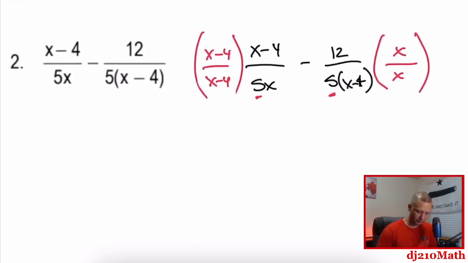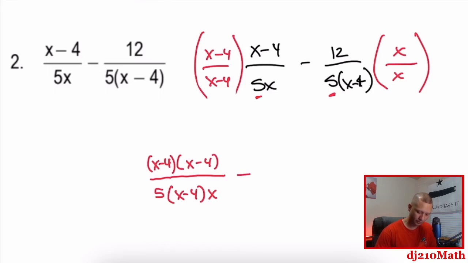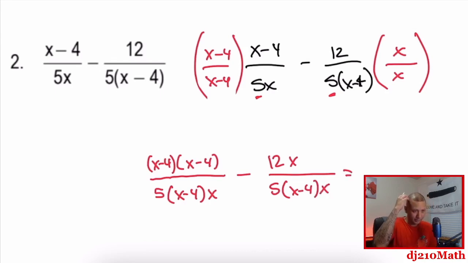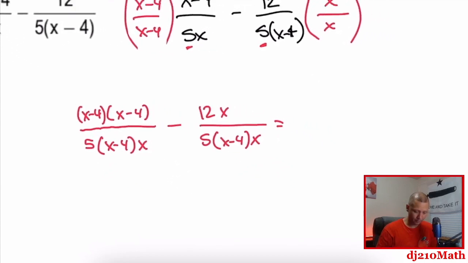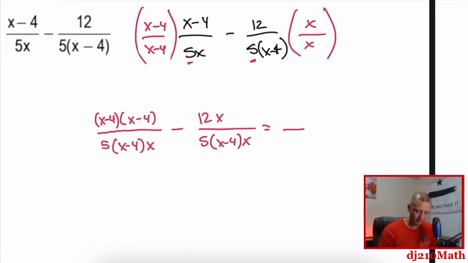So the denominator is going to be x minus 4. I'll put the 5 out front just to keep things simple. It doesn't matter the order, right? It's multiplication. So x minus 4, 12x, 5, x minus 4x. Okay. Combining these, the denominator is going to be 5x minus 4x.